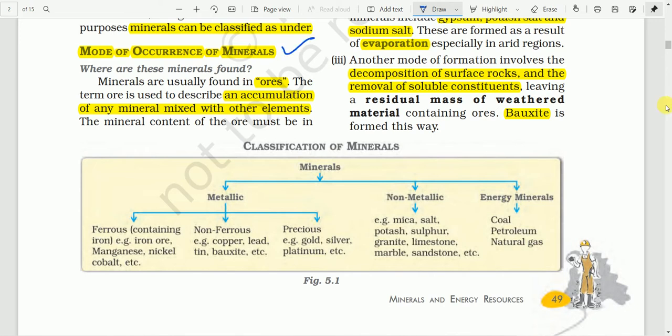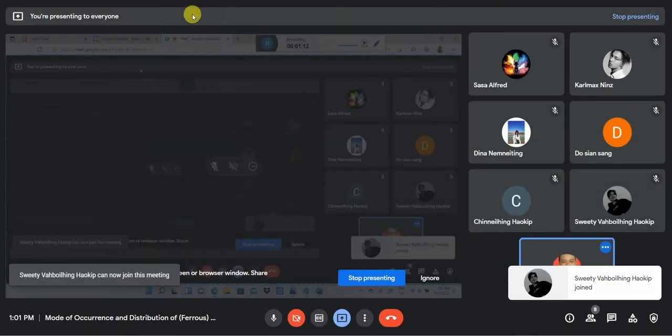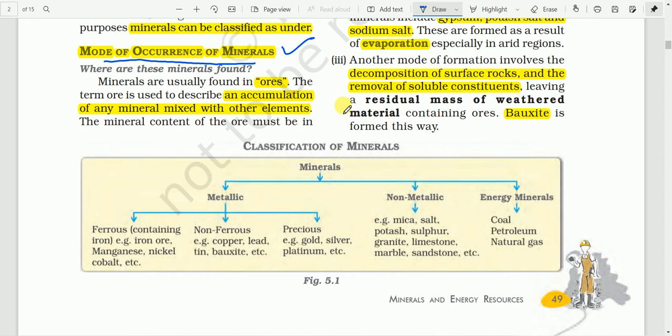Here, mode of occurrence of minerals. How do minerals occur on the surface or in the subsurface of the earth? So let us read. We know that minerals usually occur in ores. Okay, they are usually found in ores. Then what do you mean by the term ore? As you learn in science classes.